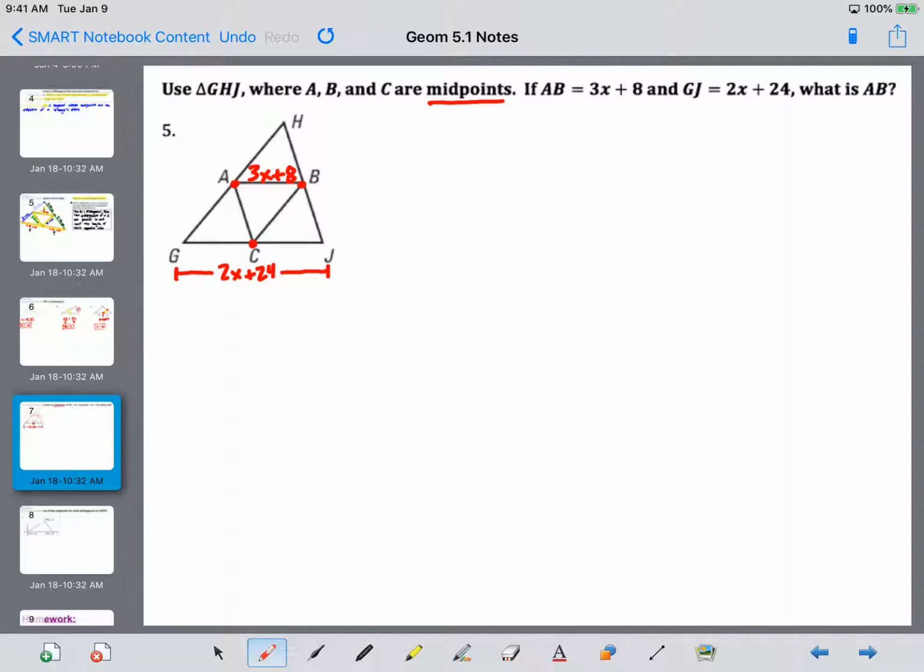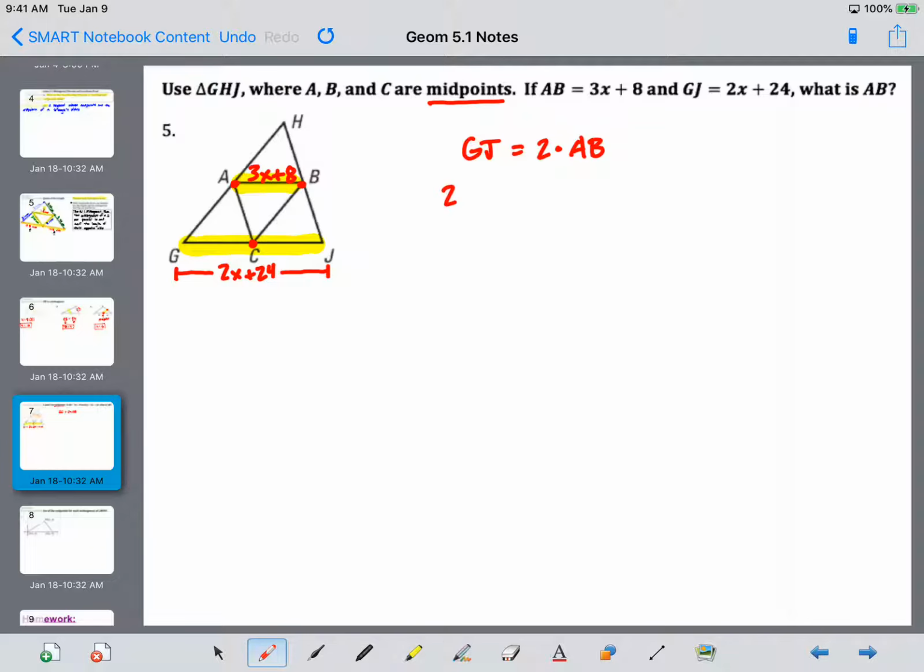What is AB? So we're going to figure out the length of AB. Well, in order to figure out the length of AB, we need to know what x equals. So first we have to find x. Well, I know that GJ is this outer length. And if I take 2 times the mid-segment, AB, I will get the length of GJ. That's what we were doing in those last examples. So for example, if we knew that AB was 5, we would know that GJ is 10. But we don't know that.